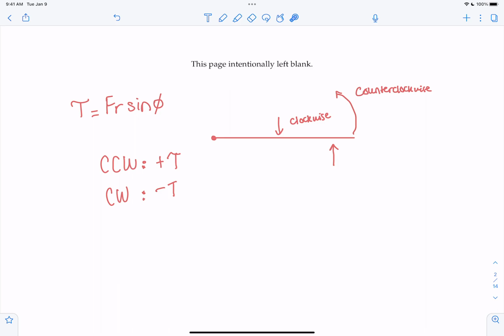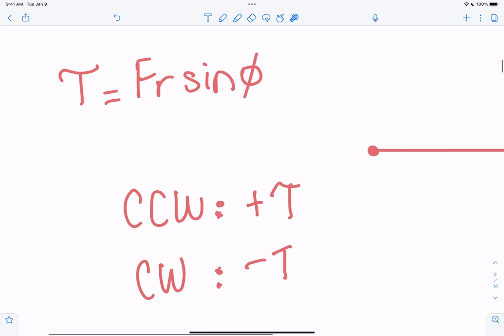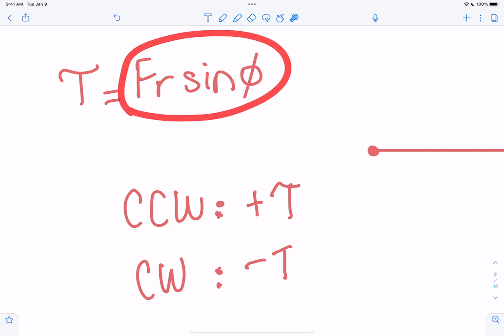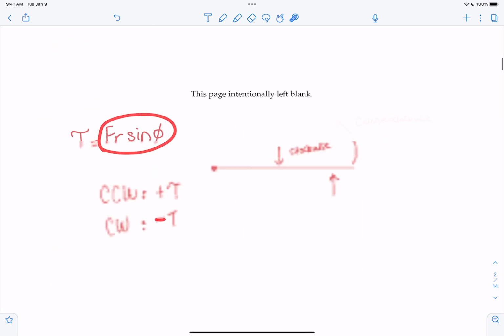Torque, the direction for it, the sign, positive or negative, is only dependent on whether the overall object is going to be moving counterclockwise or clockwise based on the force applied. The force that we put here and the radial line, the distance away from the radial line, that's all going to be positive, right? Your force is positive, your radius is positive, and your sine phi, that's going to be all positive. Whether you add a negative or not depends on if you're moving clockwise or not, right?